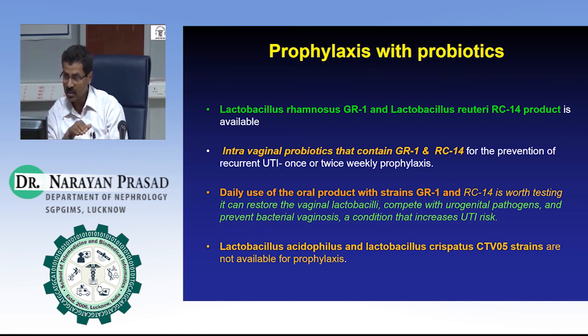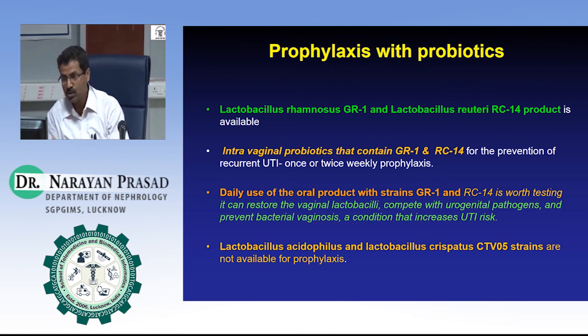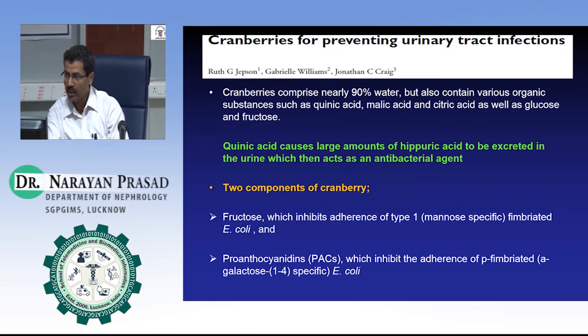Hippuric acid has antibacterial property and is excreted in the urine, and fructose prevents the adherence of bacteria to the uroepithelial cells. In this way, cranberry is effective. But tolerance is again the problem with cranberry. Despite the lack of pharmacological data and the small number of clinical studies, there is evidence to suggest that cranberry is useful in reducing the rate of lower urinary tract infection in women. For everyday practice, daily consumption of cranberry products giving a minimum of 36 mg per day of proanthocyanidin A is recommended.